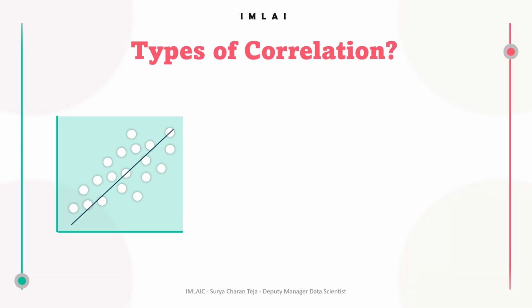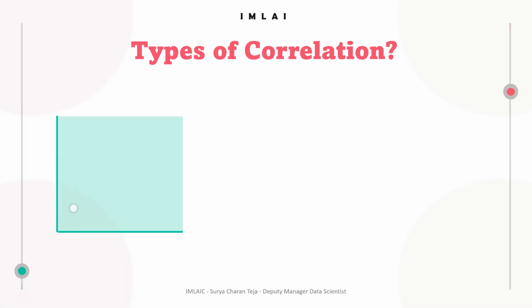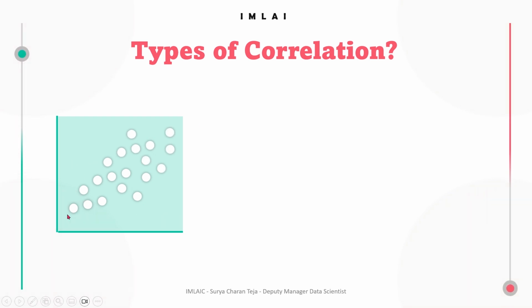If you want to see the animation one more time, you can see that for this point x comma y, as x is growing, y is also growing. So basically they are positively correlated, and this is called a positive correlation.